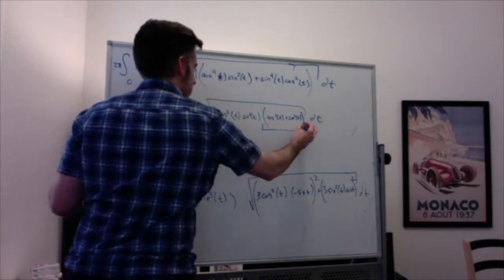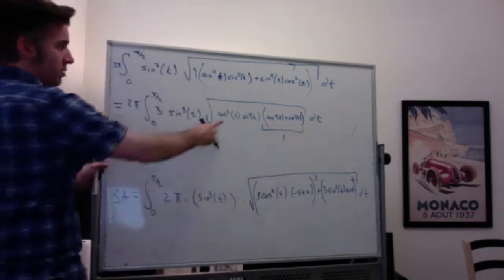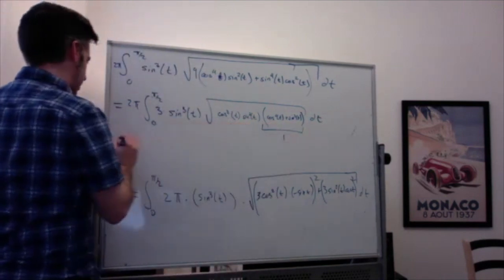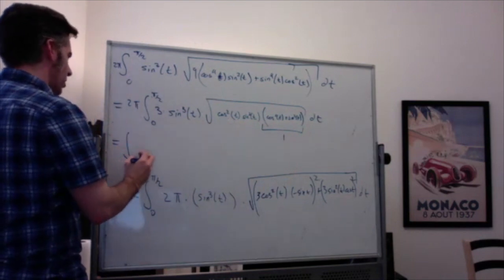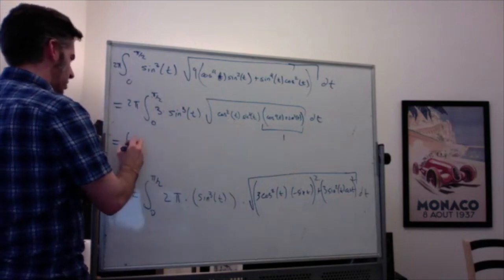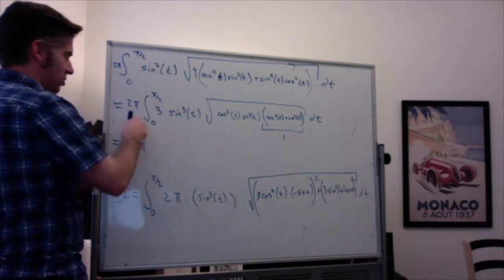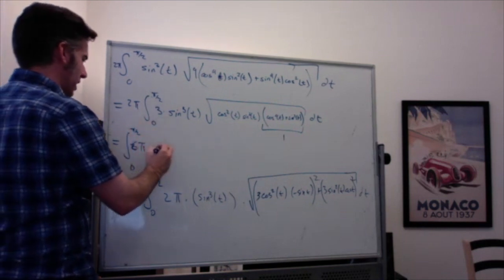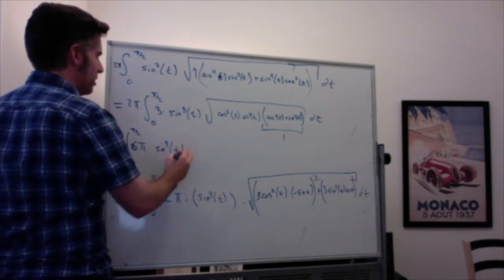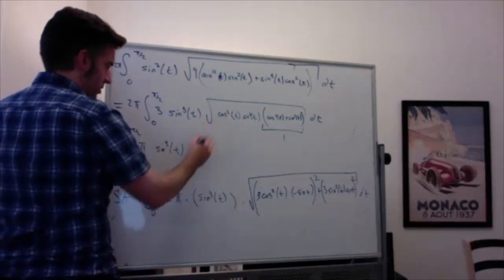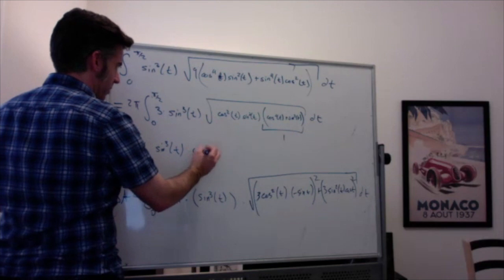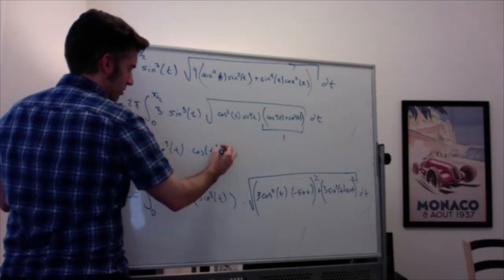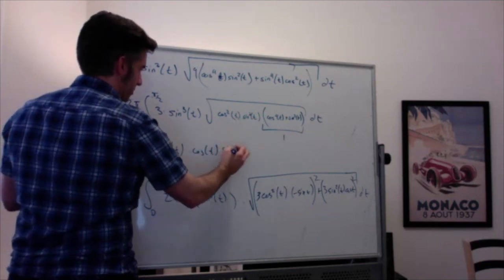Thank goodness, which is 1. Square root of that is cosine, square root of that is sine. So we can write this as the integral of 6 pi, right? 2 pi times 3, from 0 to pi over 2, of sine cubed of t, square root of cosine, square root is cosine, square root of sine, square root is sine.